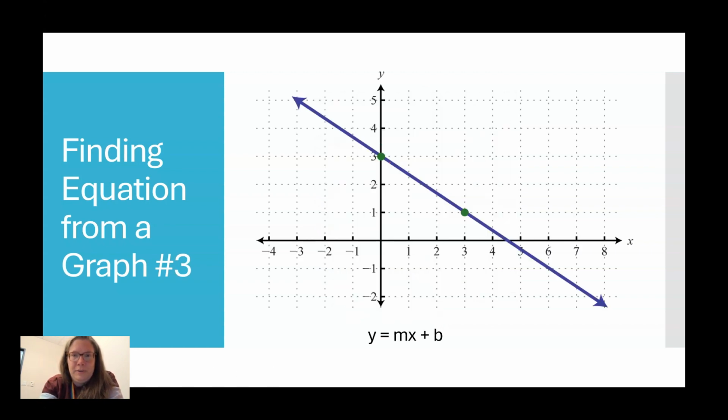All right, y-intercept is 3. What's my slope? They gave me the points already, so nice. Down 2, to the right 3, -2/3 x plus 3.